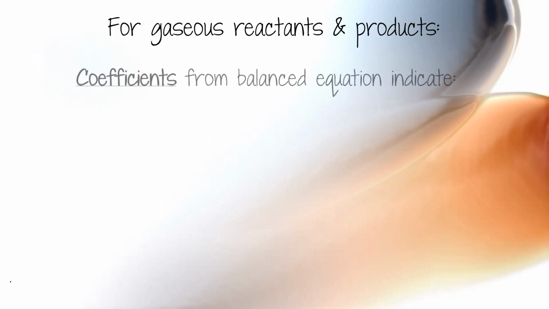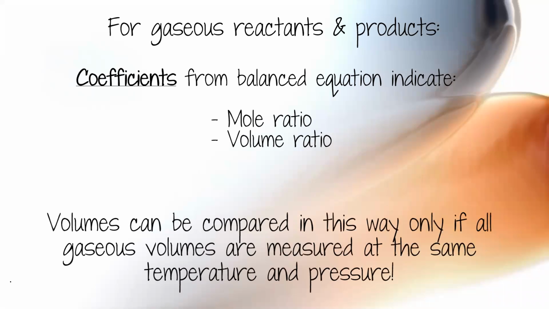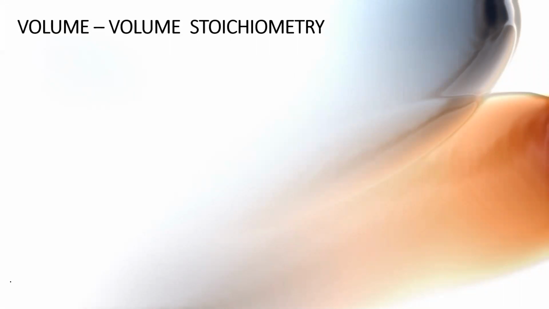So, for gaseous reactants and products, remember that we have coefficients in our balanced equation. The coefficients indicate the mole ratio and therefore the volume ratio. So those are interchangeable. So we can actually compare volumes of gases if the gaseous volumes are measured the same way at the same temperature and pressure. So we're kind of taking gas laws plus stoichiometry and rolling it together.